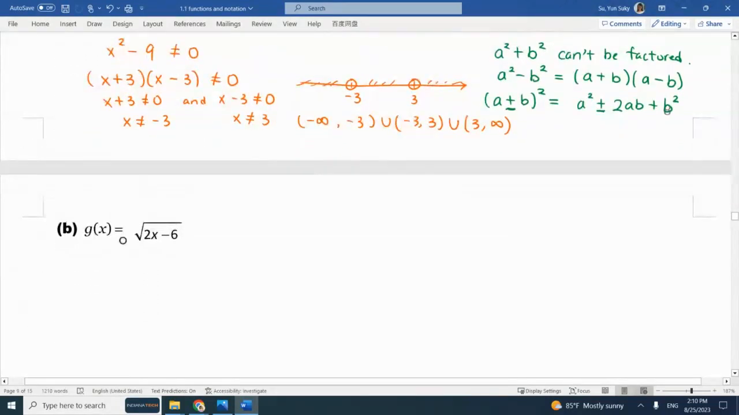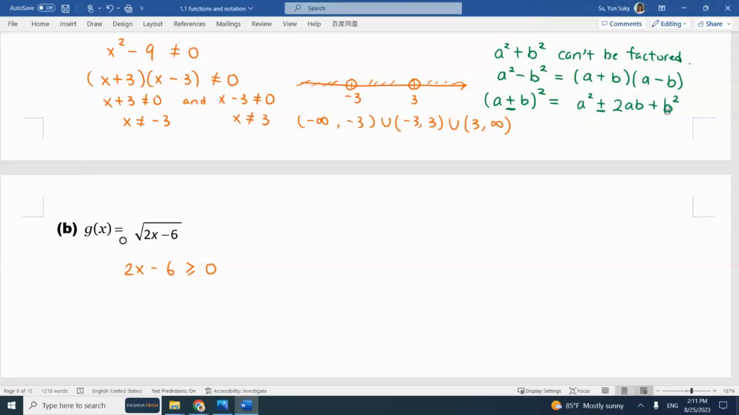Okay, part B. Oh, you see square roots, everybody? When you see square roots, the thing inside the square root, which is 2x minus 6, needs to be greater than or equal to 0. Right, everybody? For inequality, we can add or subtract a number and it won't change the inequality. When we multiply or divide by a positive number, it won't change the inequality. But if we multiply or divide by a negative number, what happens? Yeah, it switches the inequality, right?